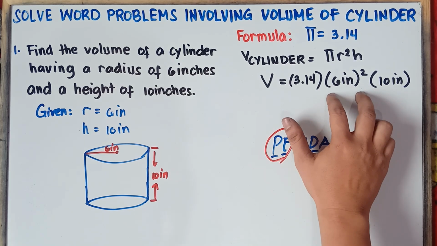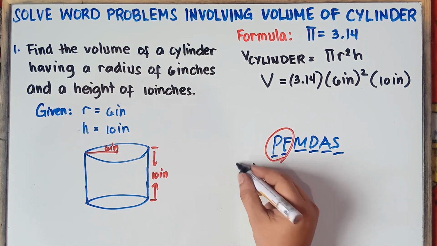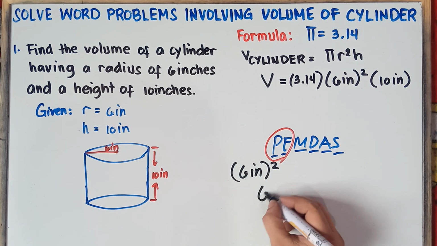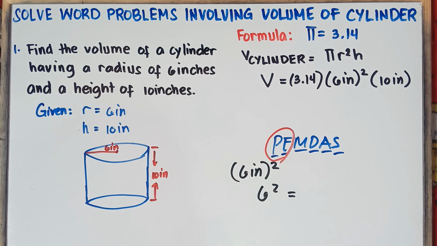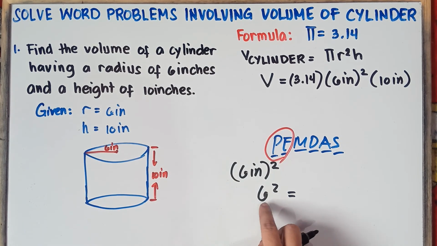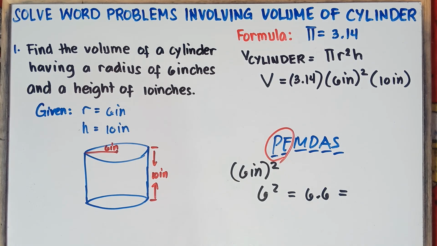So that would be this one, class. We simplify this one first. Alright, so 6 inches, then squared. Now for 6 squared, once again, it doesn't mean 6 times 2. It means you multiply the number by itself twice. So that would be 6 times 6. And 6 times 6, that is 36.